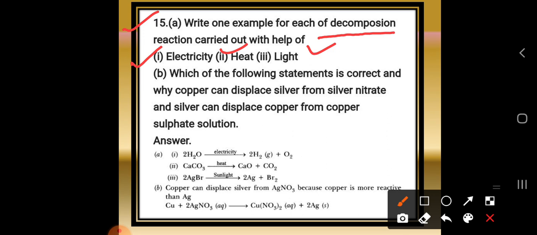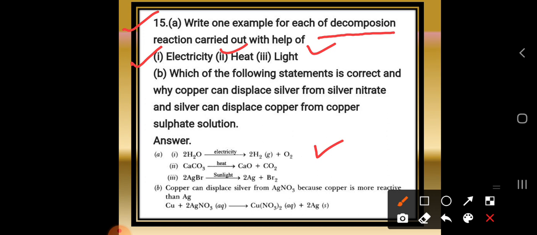Okay dear students, just recall what we have learned in the decomposition reaction. Any one example you can write, because they have not mentioned the reactant. They have just asked about the presence of electricity, heat and light, so I have chosen three examples for showing these three properties. First I have shown with the help of electricity. Electricity is nothing but the electrolysis process. By the electrolysis process you can break the bonds. Decomposition is nothing but the breaking of the bonds.